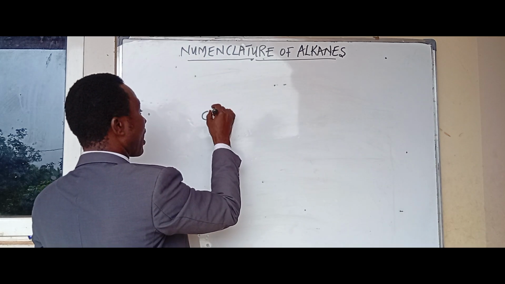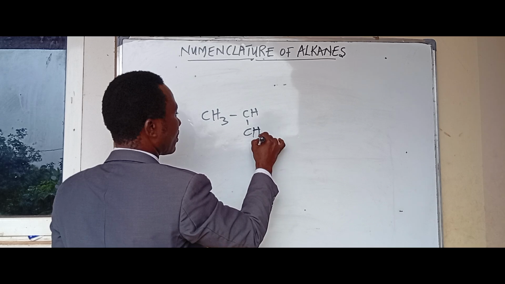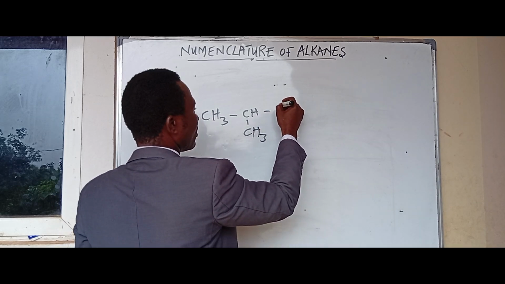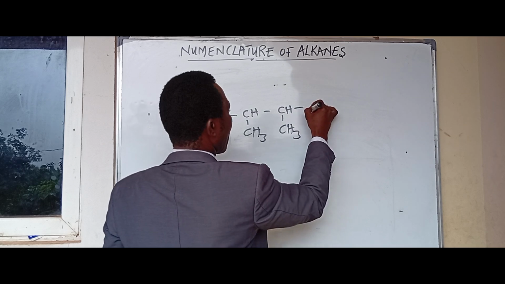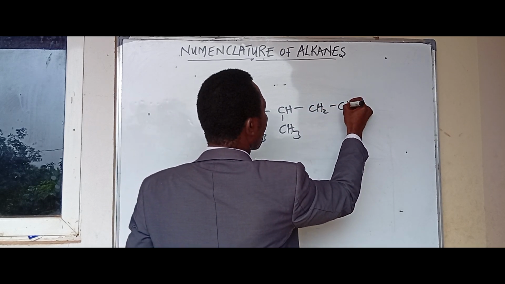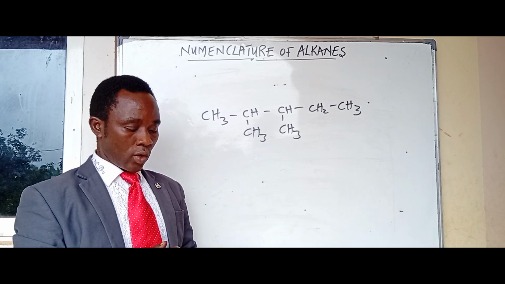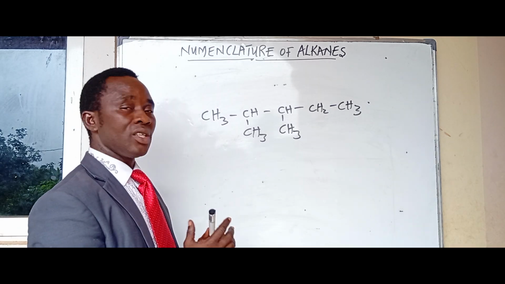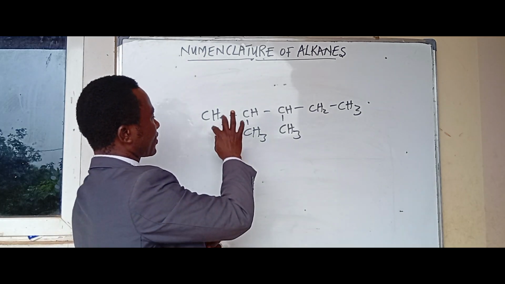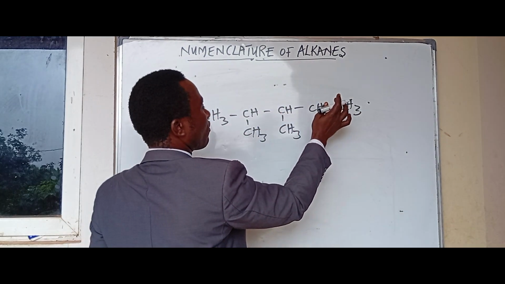Let me say, for example, we have CH3, CH, CH3, then you have CH, CH2, CH3. Now look at this compound. The first thing we have to do is to identify the longest chain, which is the parent compound. The longest carbon chain here is this, unbroken. So 1, 2, 3, 4, 5.